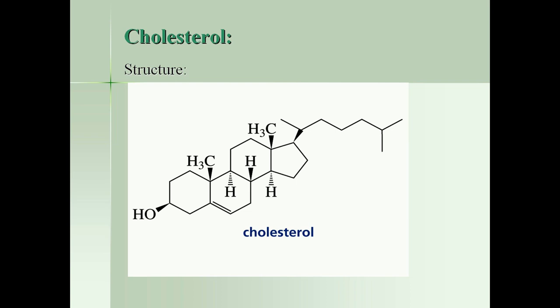One hydroxyl group at carbon number 3, which is characteristic of all sterols. The hydroxyl group is beta oriented, projecting above the plane of the ring. A double bond exists between carbon number 5 and carbon number 6. An 8-carbon side chain, beta oriented, is attached to carbon number 17.